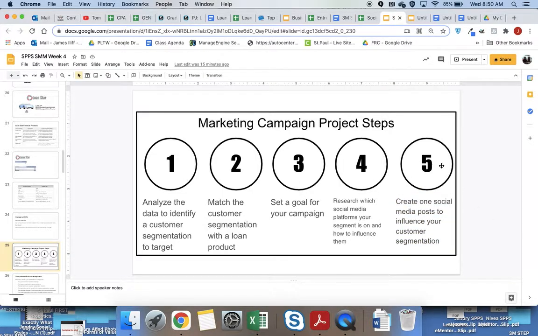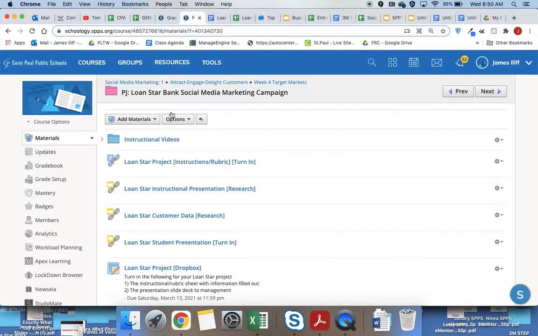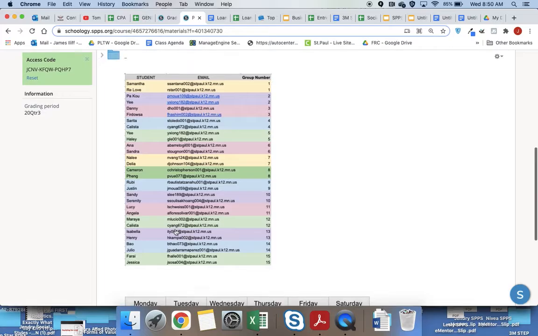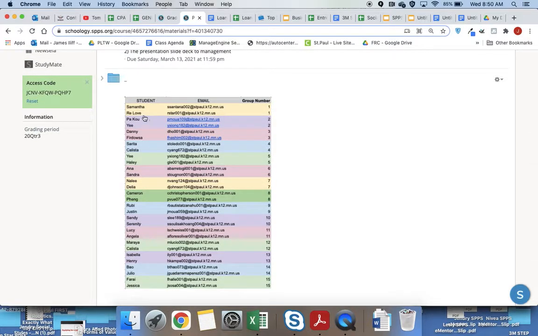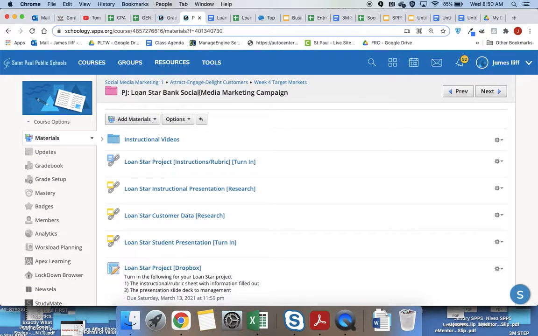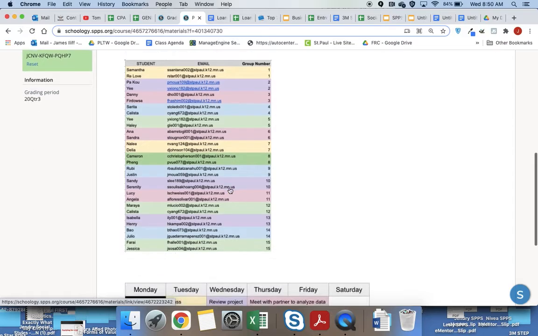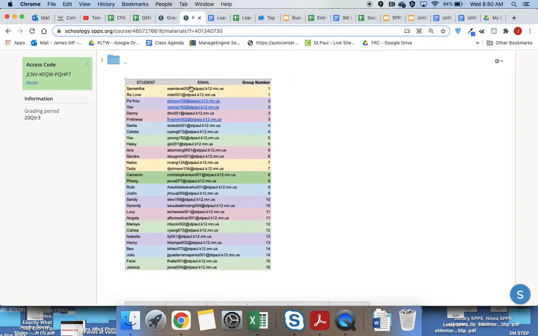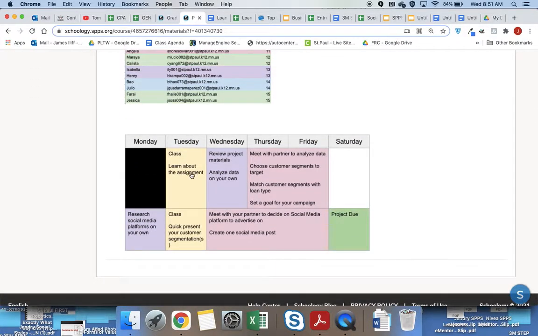And so I'm having you follow these steps. Now, how does that work from a project perspective? Well, one, you're going to be working with a partner. So if you go into our Lone Star Bank campaign folder, scroll down, you're going to see your partner and their email address. And so I want you to reach out to them and figure out how to set up an appointment for Thursday or Friday so that you guys can meet and make progress on this.